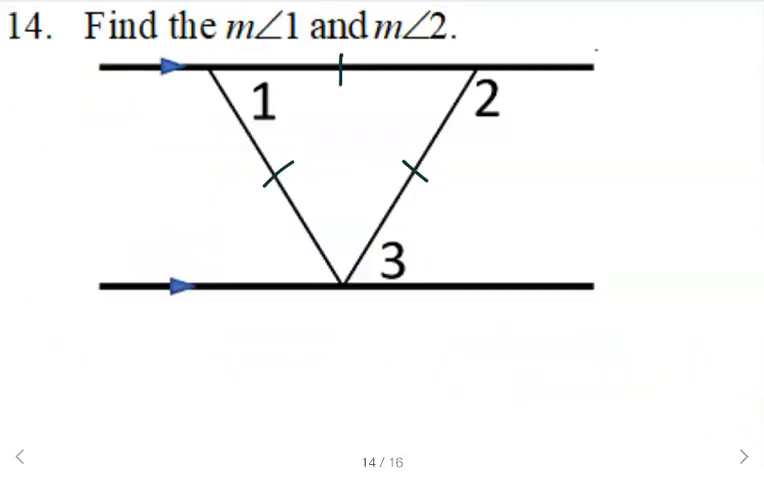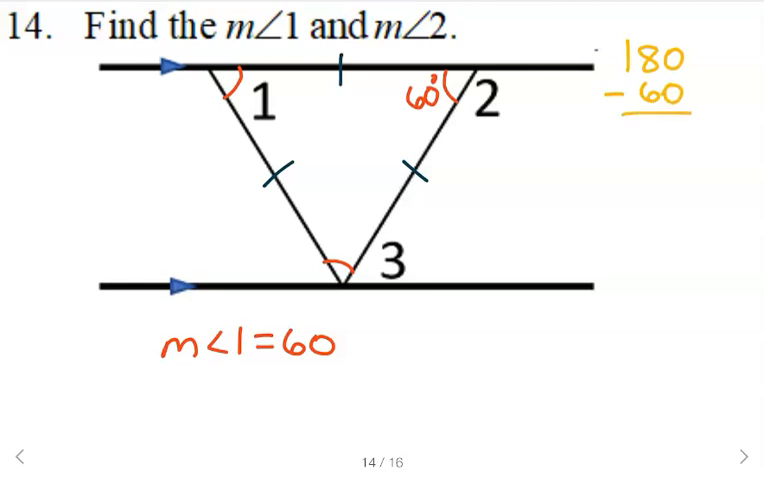All right, we've gotten an isosceles triangle, so all these angles are congruent and they're all 60 degrees. So the measure of angle 1 is 60. This angle and angle 2 are supplementary, they add up to 180. So we can do 180 minus 60, and so we get the measure of angle 2 equal to 120 degrees.